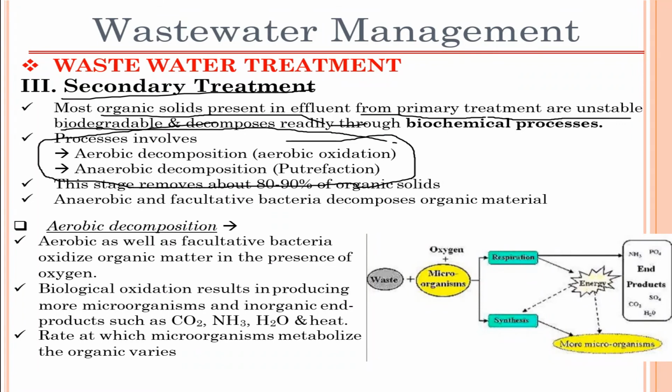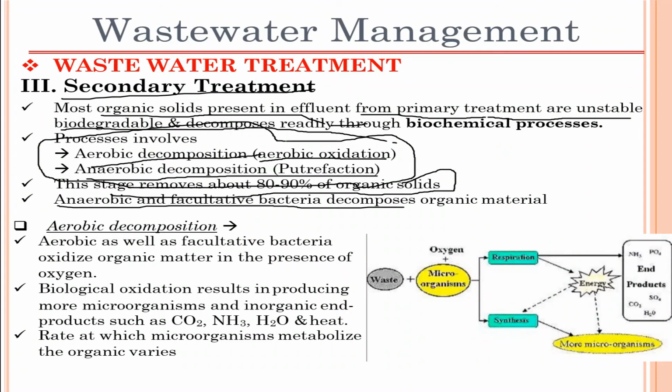In secondary treatment, the first step is the aerobic decomposition, which involves aerobic oxidation, and the second step is anaerobic decomposition or putrefaction. Alright, so this stage removes almost 80 to 90% of organic solids, and anaerobic and facultative bacteria decompose organic material. So talking about the aerobic decomposition first, or aerobic oxidation, then we'll talk of putrefaction or anaerobic decomposition.